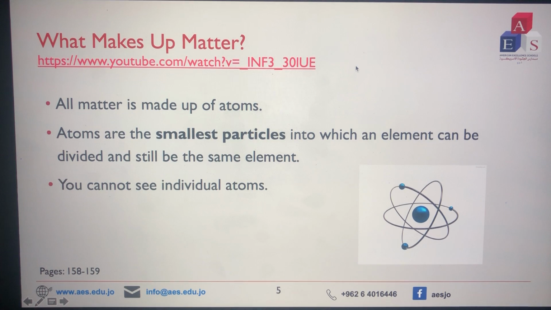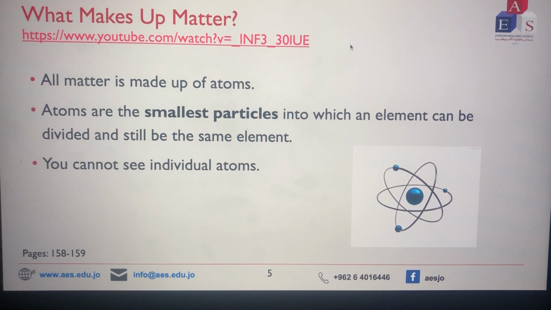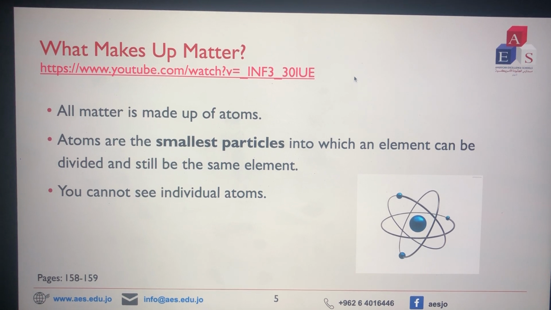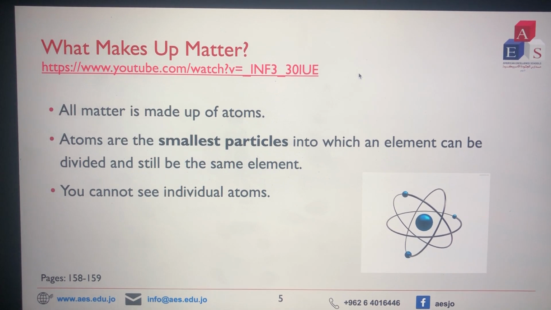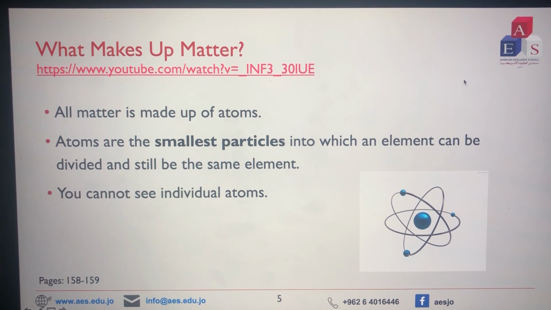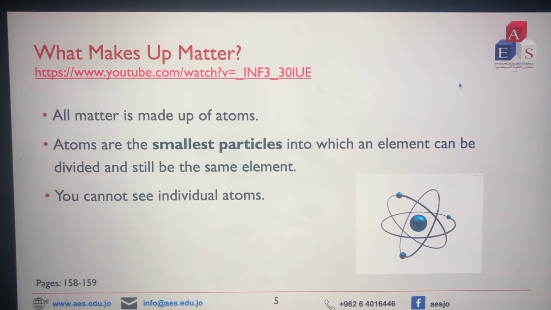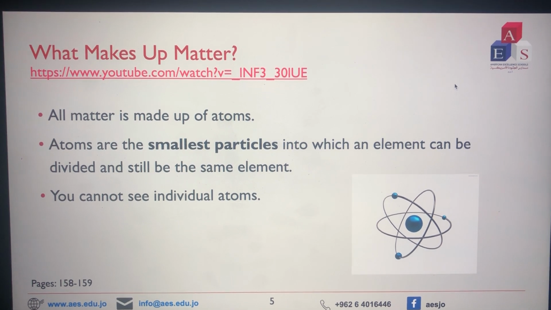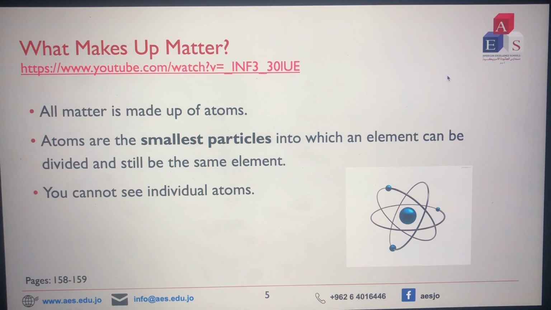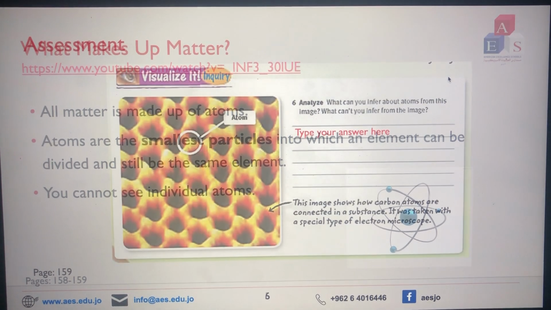All matter is made up of atoms. Atoms are the smallest particles into which an element can be divided and still be the same element. You cannot see individual atoms. As we talked about before, atoms are the building blocks of life. So everything in life is made up of atoms, and they're the very small particles that we cannot even see individually. We only see them as objects or elements.